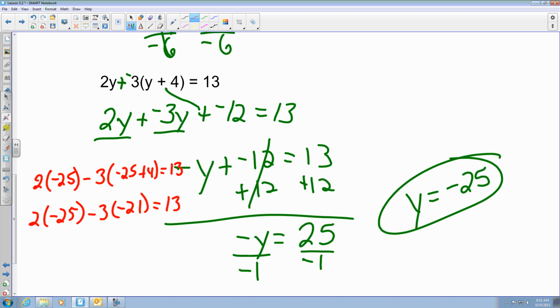2 times negative 25 gives me a negative 50, because multiplication comes before subtraction. And negative 21 multiplied by 3 gives me a negative 63. And I have to cross the line, change the sign, and negative 50 plus 63 gives me 13. And that also equals 13. So it checks out.